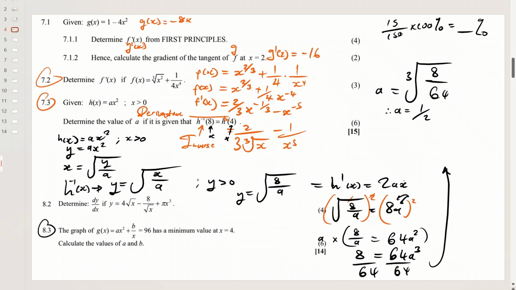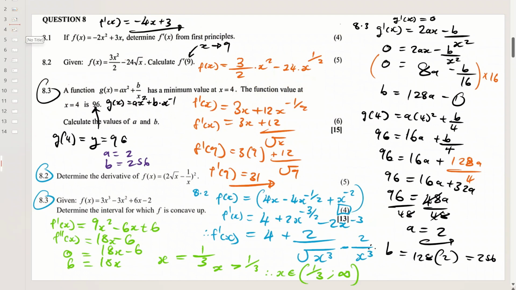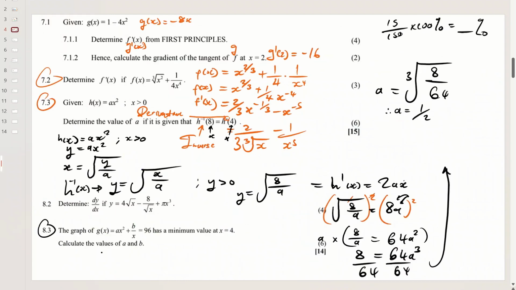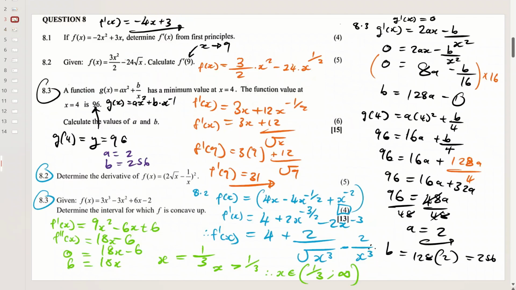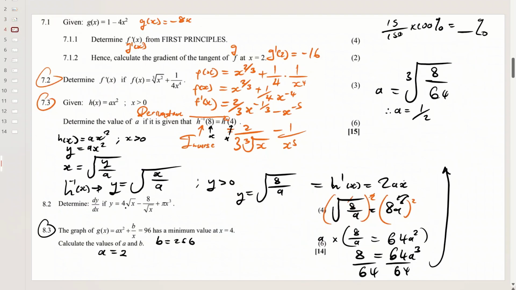And this is still the same question that we did. This is still the same one that we did here, 8.3. Now you see you have x, and they're talking about the minimum. So this is still the same thing. So you remember a one here was okay. Remember the b was 256. I think the a was 2. So now, before we get to that, now let's deal with this.